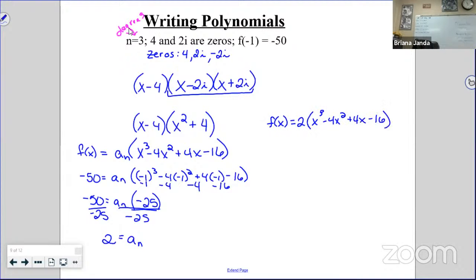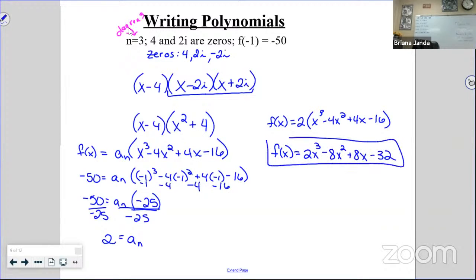I need to distribute a 2 through that polynomial, and we would get 2x cubed minus 8x squared plus 8x minus 32. Any questions?